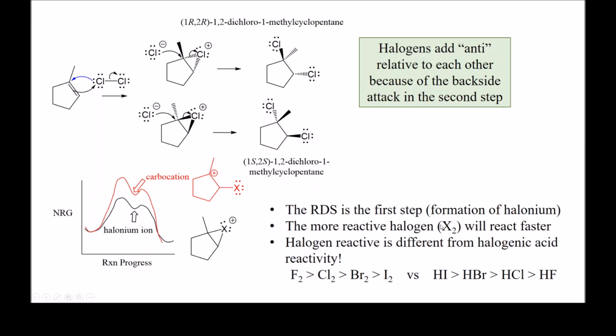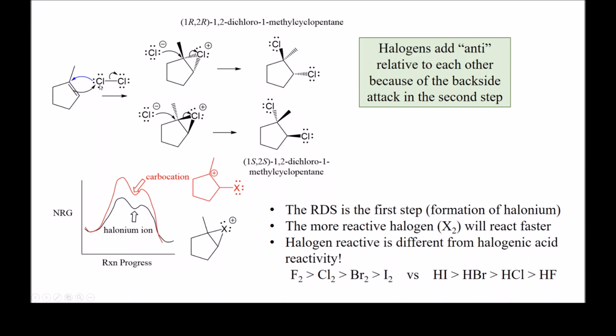The other key feature that we end up with here is thinking about what's the difference between molecular chlorine and molecular bromine in this reaction. Well, notice that the rate determining step is the first step when we make this halonium ion. And while the halonium ion is better than a carbocation, it's still not excellent, and we still have a problem with net positive charge and all kinds of angle strain and torsional strain associated with a three-membered ring.